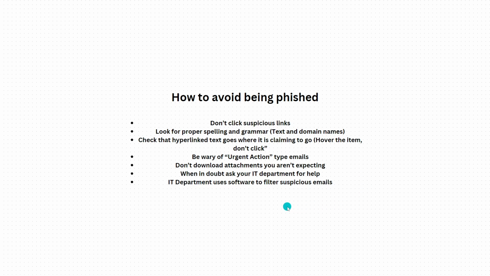And then lastly, an IT department at a large enough company really should be using some kind of software to help filter out and mark those suspicious emails. A common one is marking emails that are not from within the company as external emails, so you know to be more suspicious of any links and attachments on them.